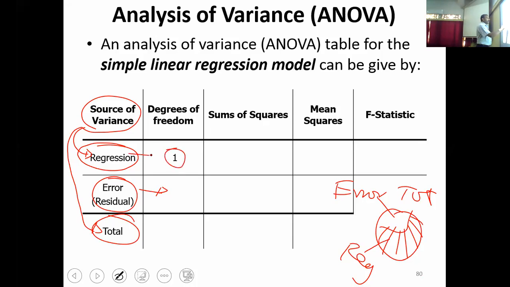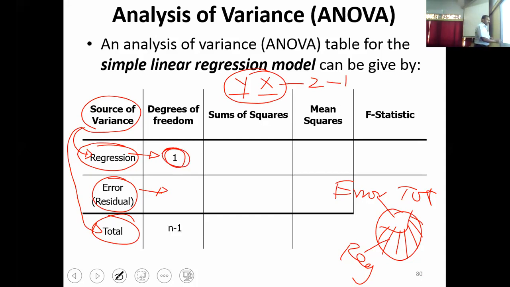Degrees of freedom for regression is 1. So how many variables are we taking in this study? Simple linear regression, we have 2 variables, y variable, x variable. So what is the degrees of freedom? 2 minus 1 always for a simple linear equation. So you have degrees of freedom 1.